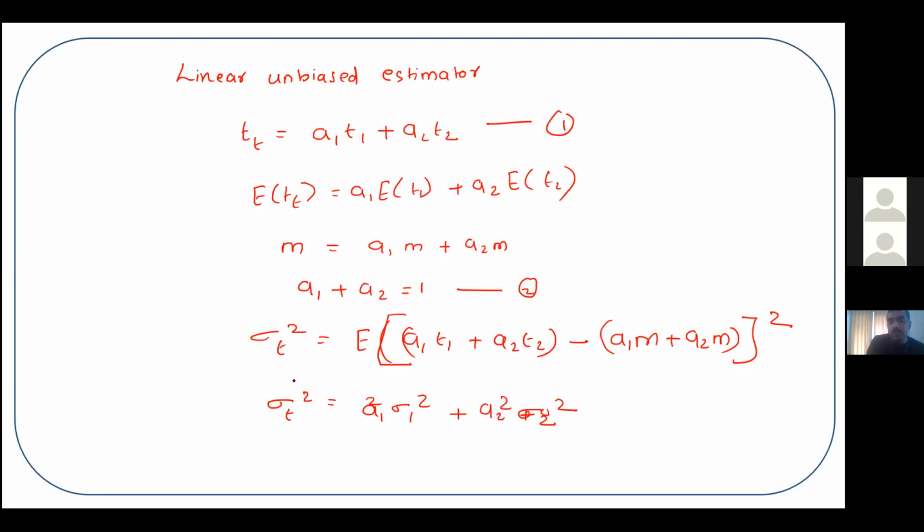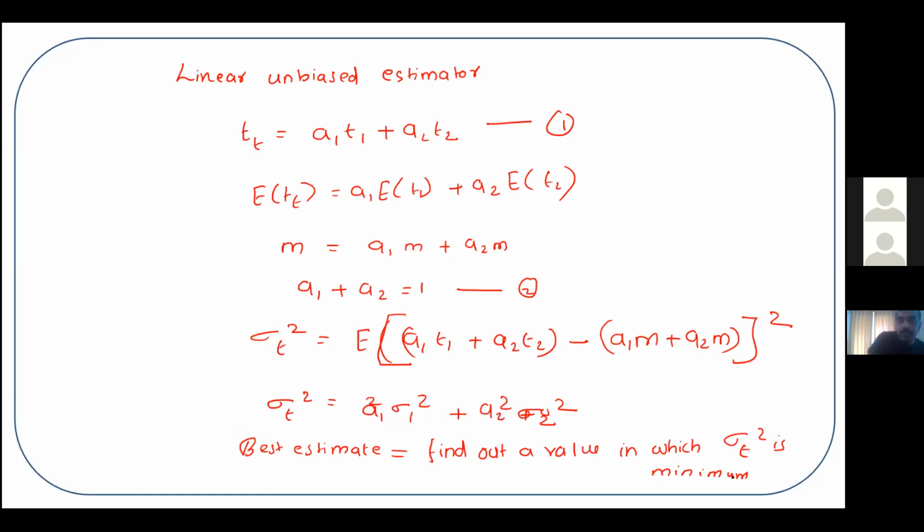Our purpose is to get the best estimate. What do you mean by best estimate? Best estimate means you have to find a temperature value for which sigma T squared is minimum.